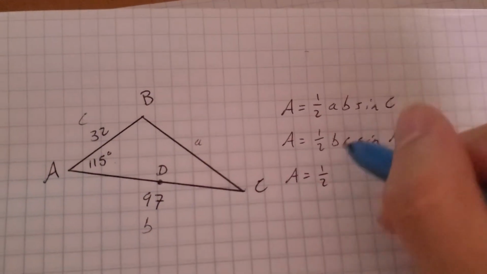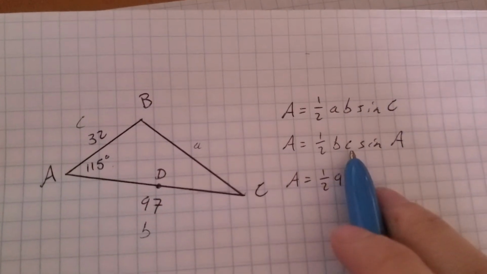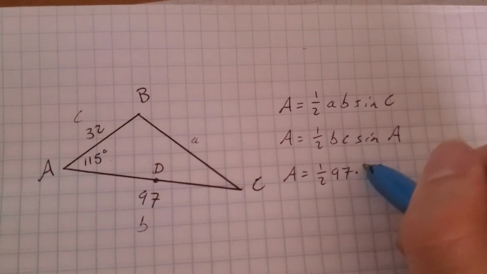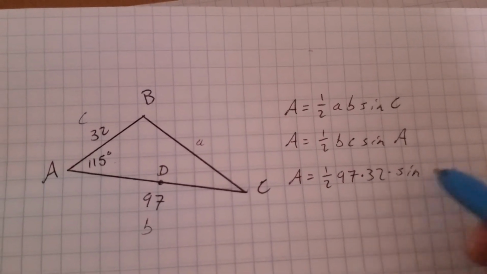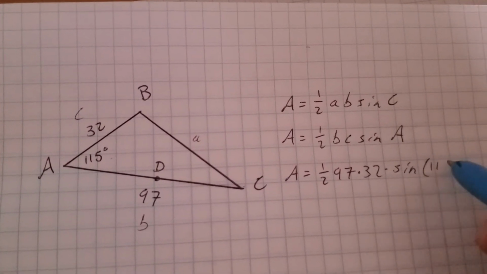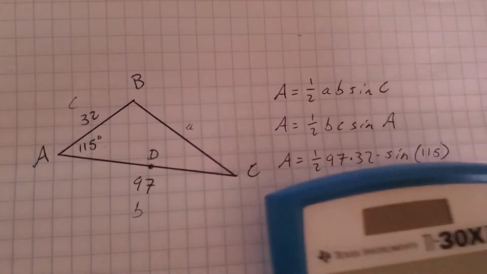B is 97 times C is 32, and this times sine of angle 115. So let's put all of that into the calculator.